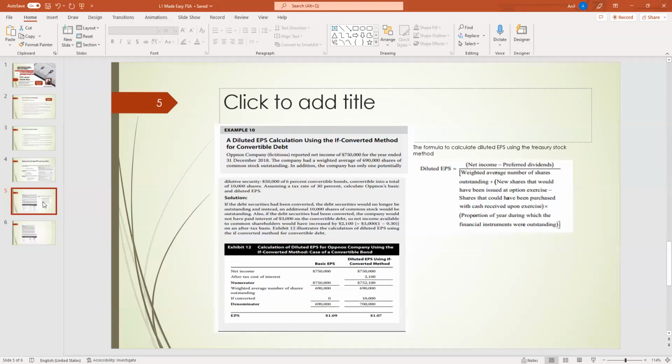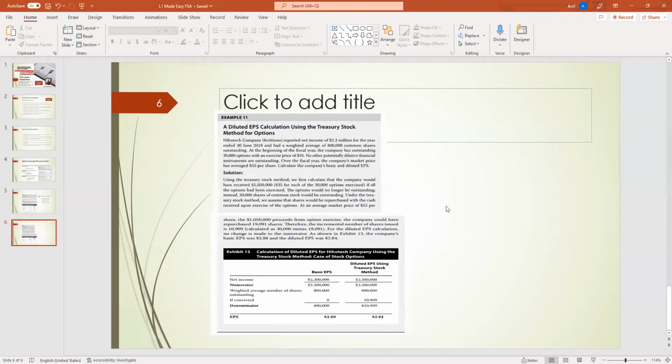Now, there is one more method called the treasury stock method to calculate the diluted EPS. In that case, diluted EPS is equal to net income less preferred dividends, divided by the weighted average number of shares outstanding plus new shares that would have been issued at option exercise minus shares that could have been purchased with the cash received upon exercise. So the options, stock options: the cash will come in, the shares will be purchased, times the proportion of the year during which the financial instruments were outstanding. So we need to look at this a little bit carefully.